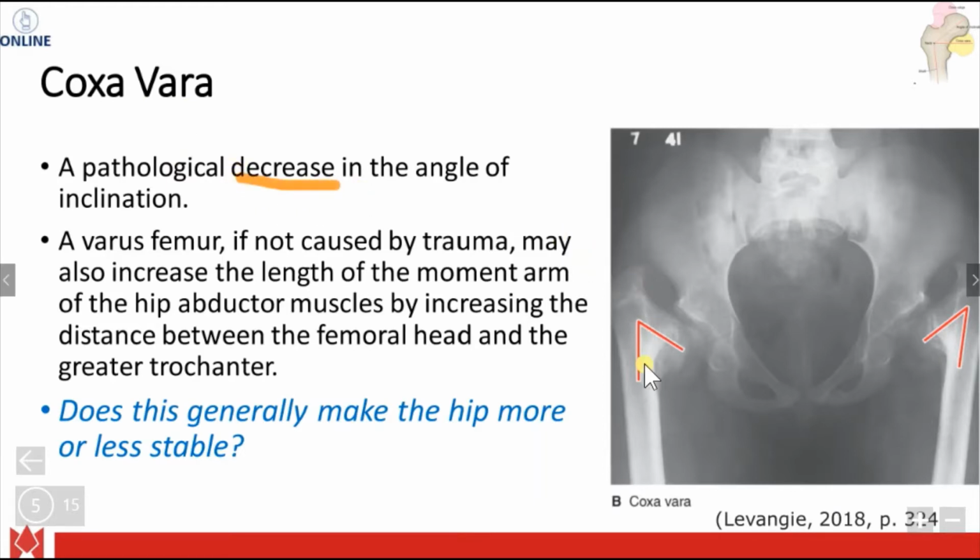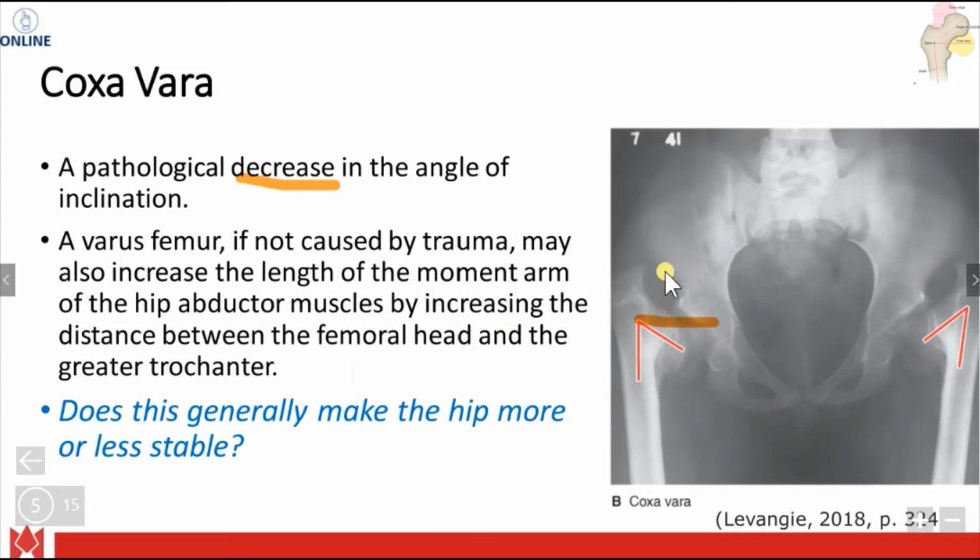So if 125 is normal, this is a little bit of an extreme case, this is even below 90. So if 90 were to be there, you can see this is below 90, I'll just say maybe that's 75 degrees or something like that. Certainly this could be caused by trauma, but it does create some differences here. It increases the length of the moment arm of the hip abductor muscles by increasing the distance between the femoral head and the greater trochanter.